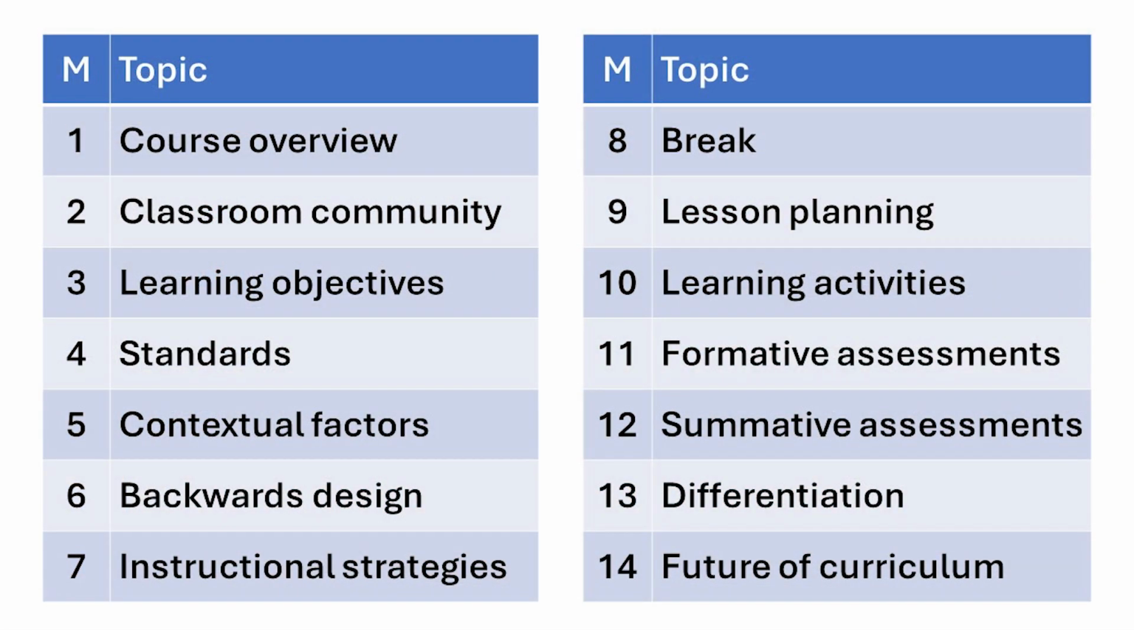Well, this course is broken up into 14 different modules. And as you look at our directory here, you see we start with the course overview. That's what this module is. And then we move into the classroom community, and then look at learning objectives, standards, contextual factors, backwards design, and instructional strategies. That gets us through the first half of the course. Then we take a short break. Then we look at lesson planning, learning activities, formative and summative assessments, differentiation, and the future of curriculum.